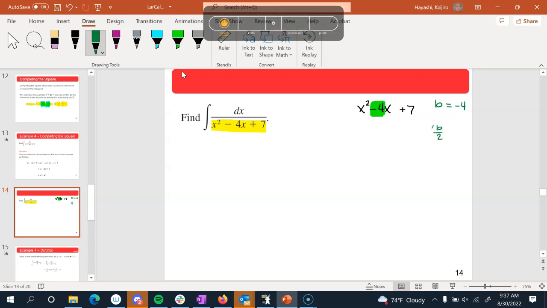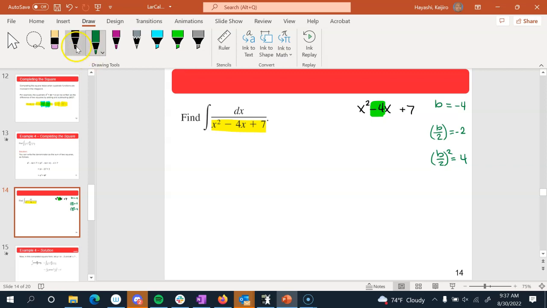Meaning that b over 2, just cutting that in half, is going to give us negative 2. And b over 2 squared, if we take negative 2 and square it, is going to be positive 4. So that is the number we're going to add and subtract. x squared minus 4x, and we add and subtract this b over 2 squared number: plus 4 minus 4, and then just that plus 7 that was there before.